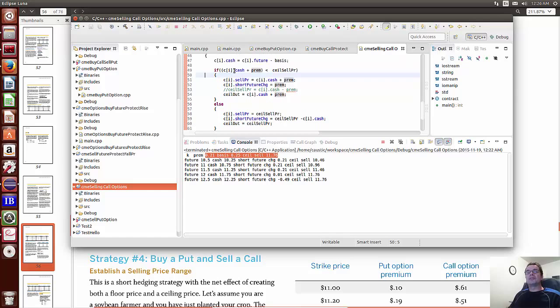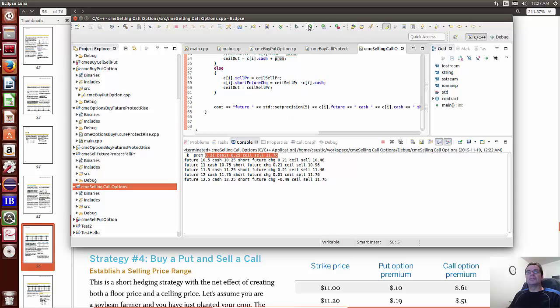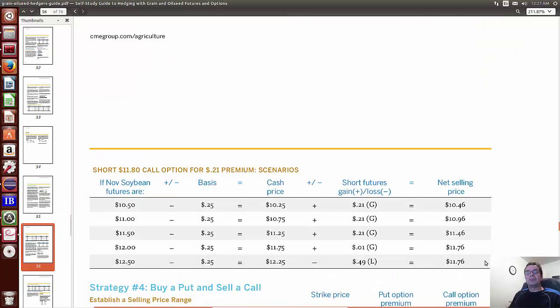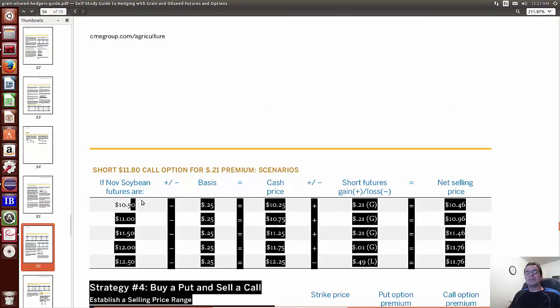Now, if the cash plus the premium is equal to or greater than the ceiling price, we set the sell price equal to the ceiling price, right? Short futures change, gain or loss, is equal to the selling price minus the cash price. And then, of course, our ceiling sell price is the same as what we said. That's the max ceiling price, and we just output it. Okay, so let me just run it. And I can verify that this does match with this right here. So there you go. Now that's the third strategy.